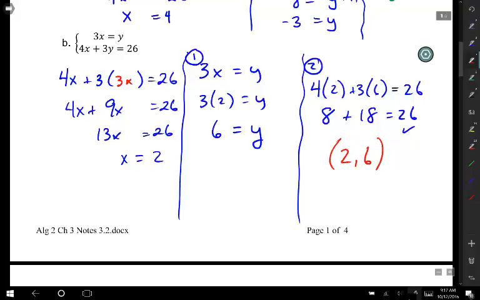Now, before we go to the next page, had we graphed these, where would they intersect? At 2, 6.